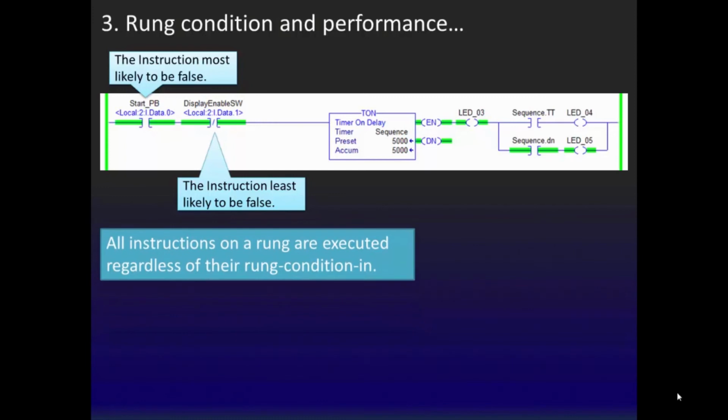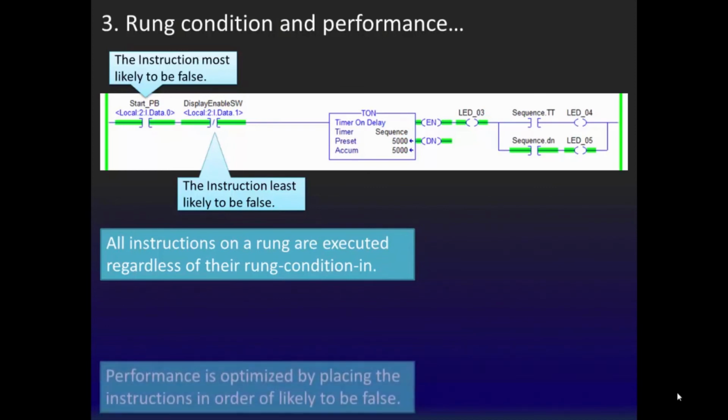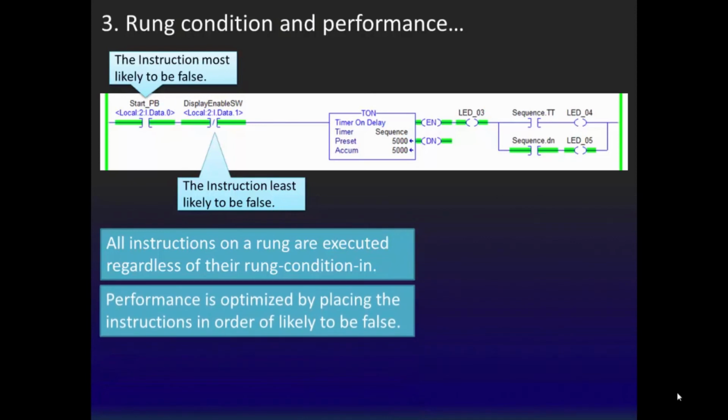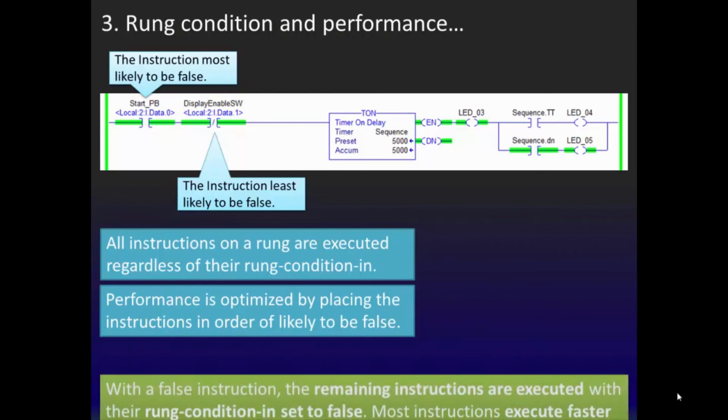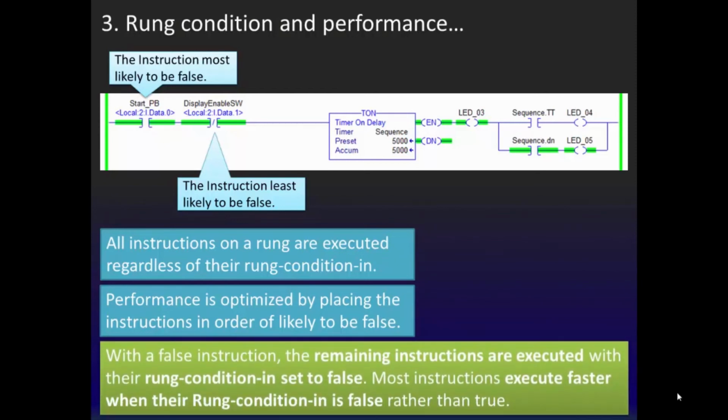All instructions on a rung are executed regardless of the run condition in, but a false execution is faster than a true execution. So performance is optimized by placing the instructions in order of likely to be false. With a false instruction, the remaining instructions are executed with their run condition in set to false. Most instructions execute faster when their run condition in is false rather than true.